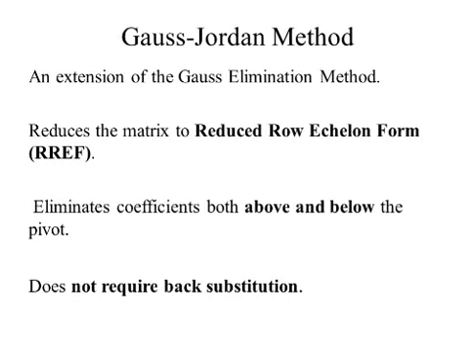Gauss-Jordan method. It is an extension of the Gauss elimination method. It reduces the matrix to reduced row echelon form. It eliminates coefficients both above and below the pivot. It does not require back substitution.